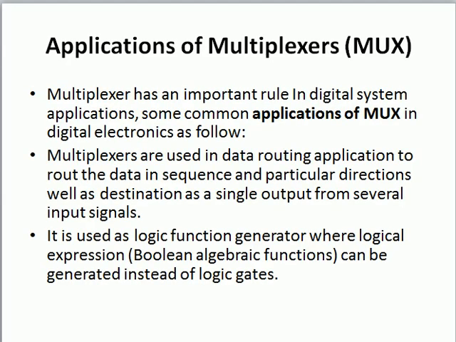Now we will see the applications of the multiplexer. We have also discussed some uses in a few earlier slides, but some common ones are as follows. Multiplexers are used in data routing applications to route the data in sequence and in particular directions, as a single output from several input signals. It is used as a logic function generator, where logical expressions, that is, Boolean algebraic functions, can be generated instead of logic gates.